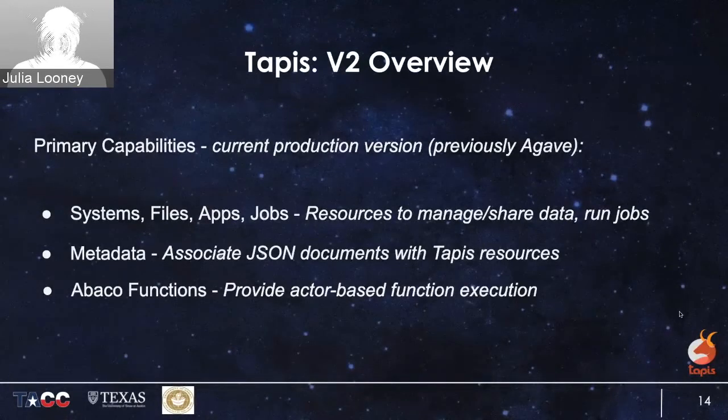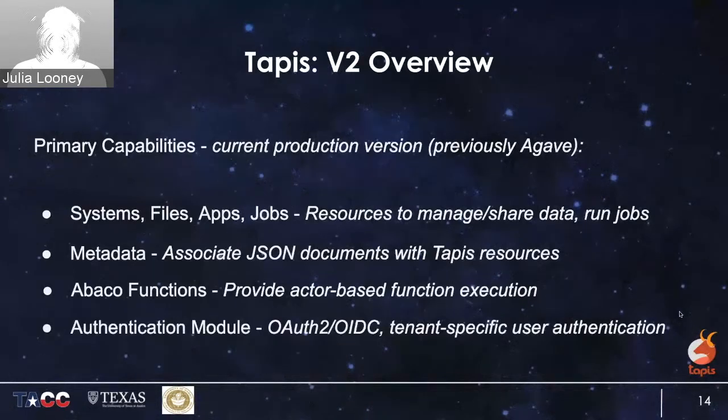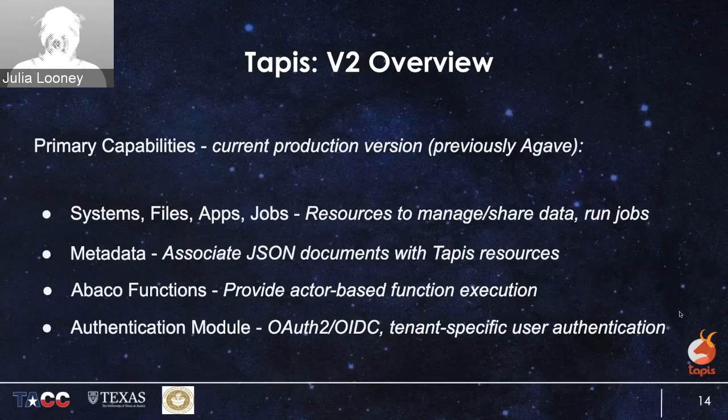So, we have these system concepts, and we have metadata that allows us to associate JSON documents with the Tapas resources. We have an actor-based function execution engine that allows for event-driven functions, usually short-lived, to be run. And we have an authentication module that allows tenant-specific user authentication to be implemented in a gateway, so that for each tenant, the authorization request for when a user logs in can be routed to the tenant's specific LDAP or any other backend that they use for authentication.